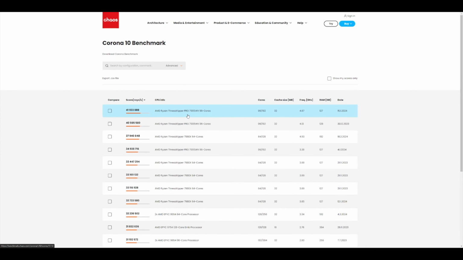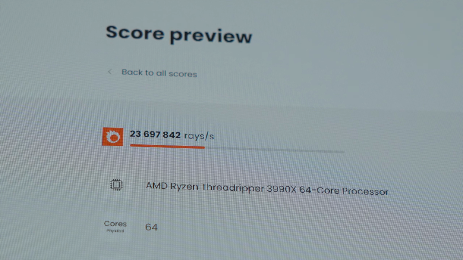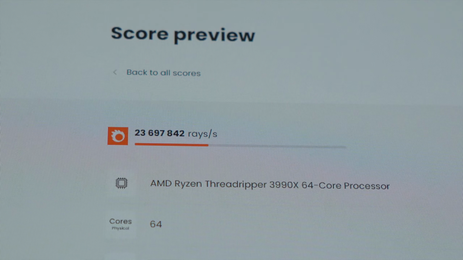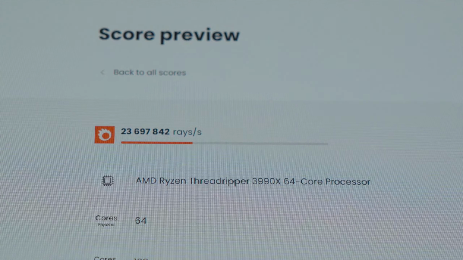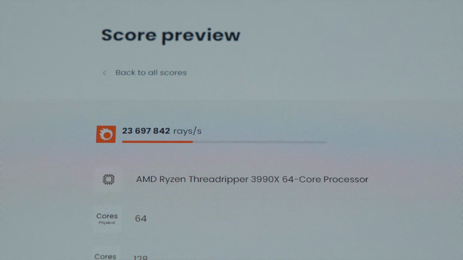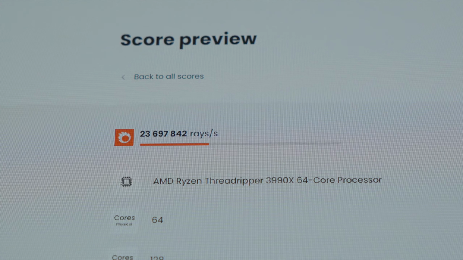In the Corona benchmark, I also claimed the first place with the maximum clock speed of 4.65 GHz, achieving 41.9 million rays per second. This is almost double the performance compared to my also overclocked 64-core Threadripper 3990X, which reached 23.6 million rays per second. It's important to note that the 64-core Threadripper also ran at 500-600 watts of power consumption.